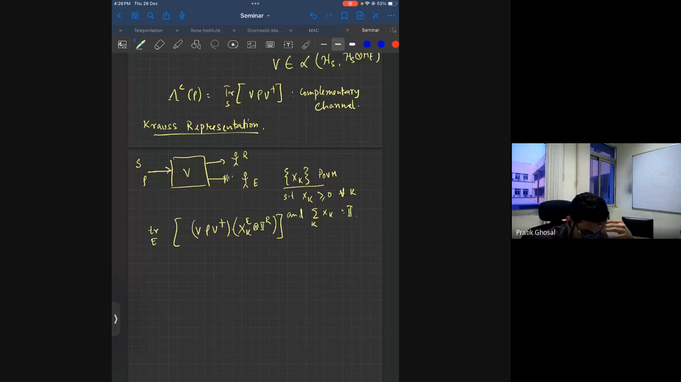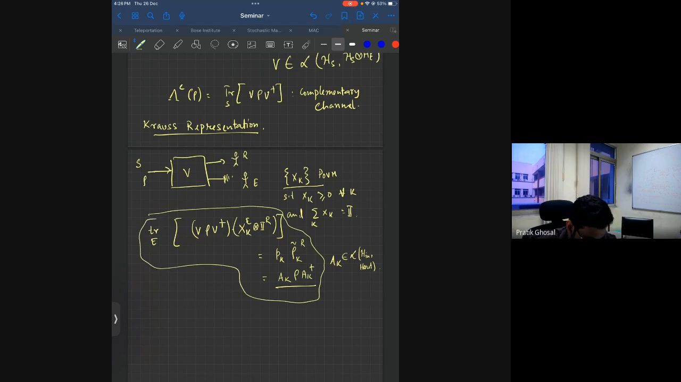And when you trace out the environment part, you get the post-measurement state of the receiver like this. Let's define this state to be denoted by some A_k rho A_k dagger, where the A_k are operators belonging to linear operators from H input to H output. So these are linear operators taking the input Hilbert space to the output Hilbert space, and that is the defining property of these operators in this equation.